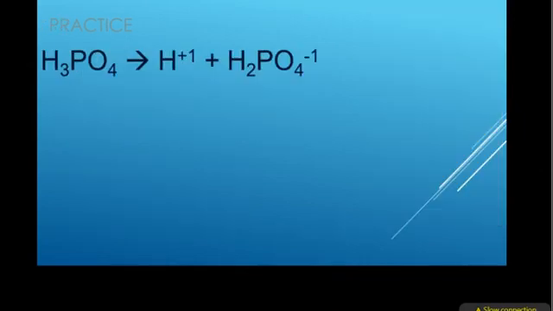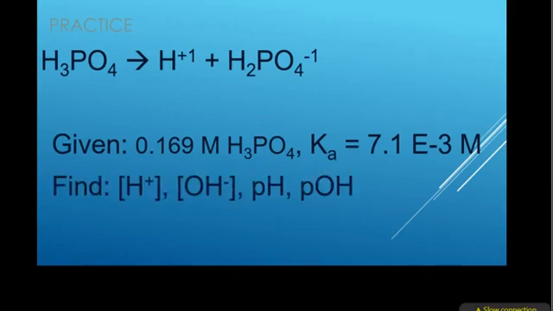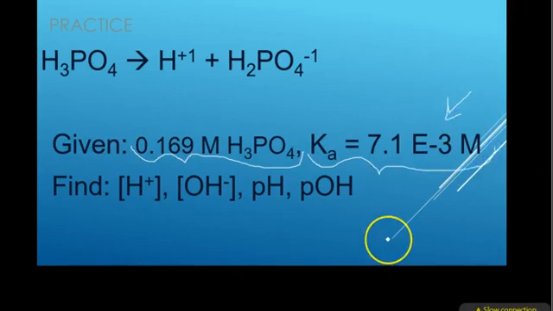All right, so I've got hydrogen phosphate, which is phosphoric acid, and given 0.169 molar and a Ka value of 7.1 E negative 3 molar, figure out what the pH, pOH, hydrogen ion concentration, and hydroxide concentration are. All right, disclaimer. It's a little easy to figure out that this is a weak acid because in this particular PowerPoint, they only gave you Ka values on the weak acids.